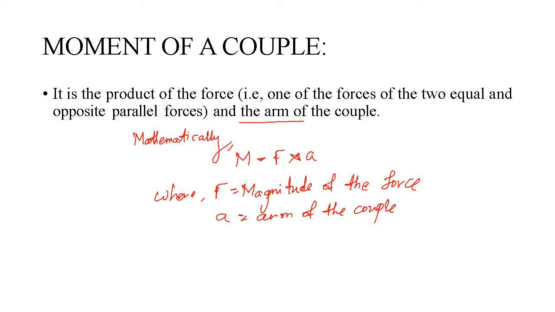Suppose this is the force F, F, and this value is the arm. It means we take any one force, either this one or the other one, not both forces, not F square, just one force and the arm of the couple.